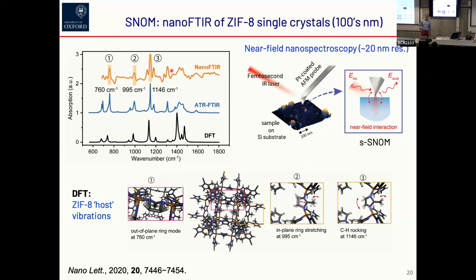And this is a nano FTIR spectra compared to your typical powder spectra with the ATR measurement. So the powder spectra looks very uniform because this is average, whereas this is from a single crystal, which is 100 nanometer in size, and the DFT at the bottom.